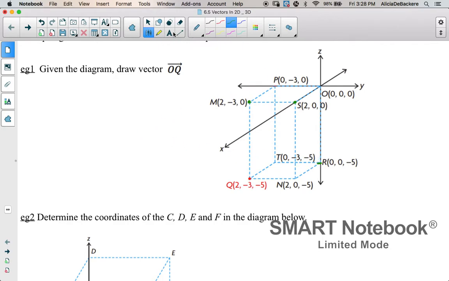All right, we're just going to draw in the vector O to Q here. So all that means is taking the tail and putting it at the origin, and taking the head and putting it at point Q. So I'm going to grab my ruler, and I'm going to draw my vector in, starting the tail at the origin and connecting the head to point Q.